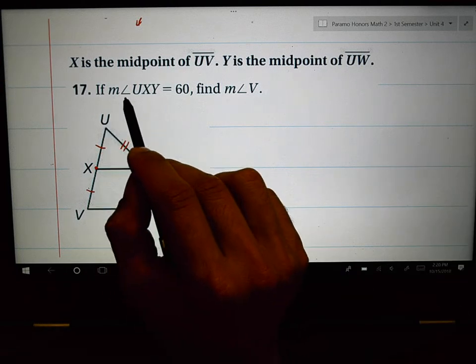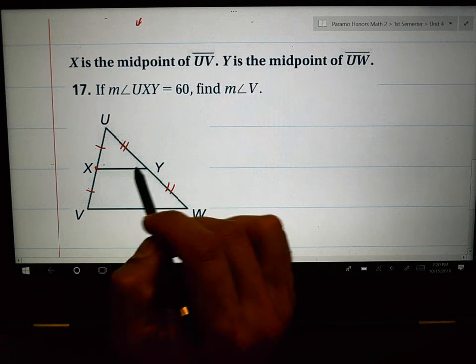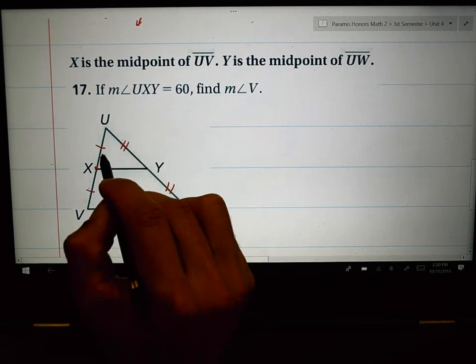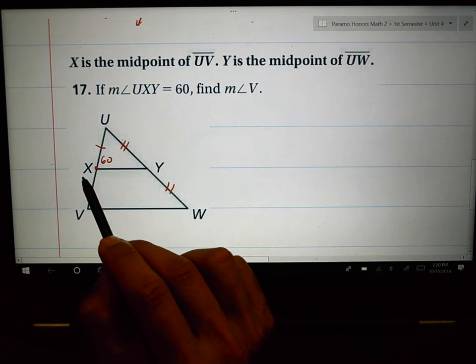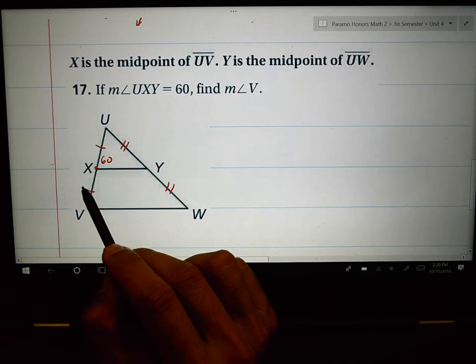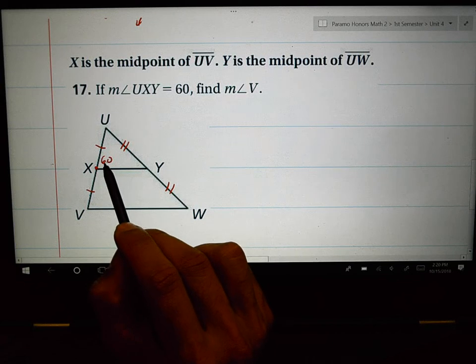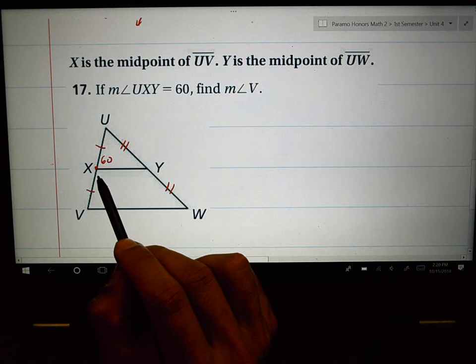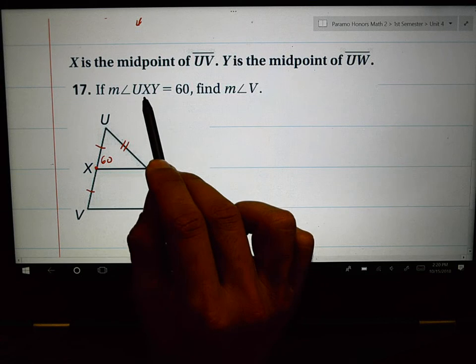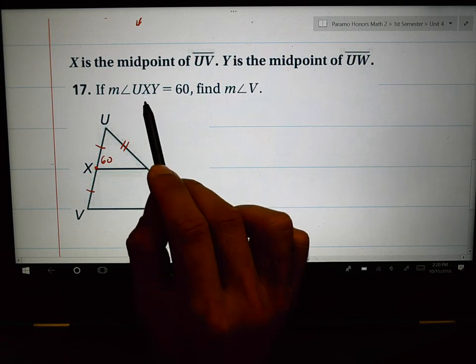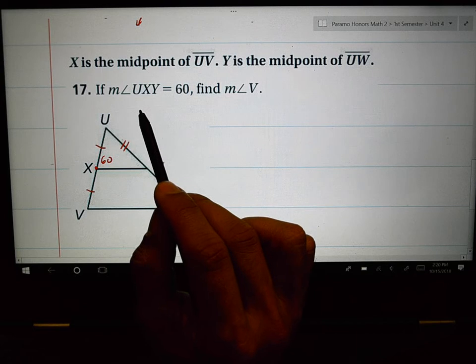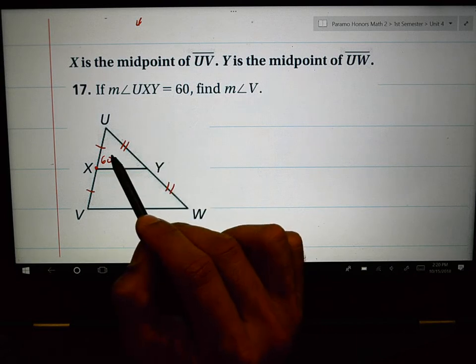If the measure of angle UXY is 60 degrees. They use 3 letters because you can't just say angle X. Let me emphasize this because I just graded your test this weekend. For those of you who think you can just say angle X, well, is this angle X or is this angle X or is that angle X? Whenever there are multiple angles with an angle, you have to use 3 letters for the angle. I say that because I graded some tests and some people messed up on some small stuff like that.